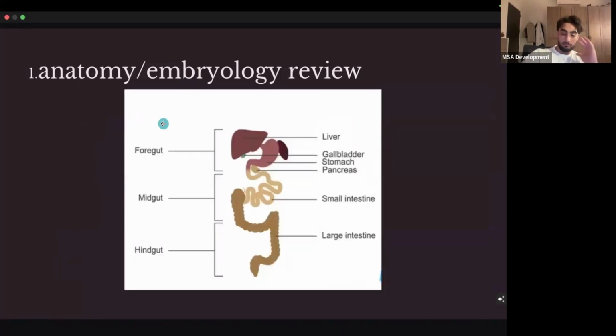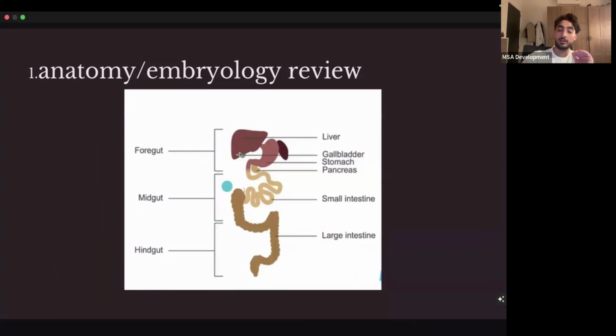All right, so again, just to summarize, we have the foregut, the midgut, and the hindgut. The foregut is going to form these structures: your liver, gallbladder, stomach, pancreas, up until maybe the second part of the duodenum. The midgut is going to form the remaining part of the duodenum and the small intestine up until the transverse colon, and then the hindgut is from the transverse colon to the rectum.